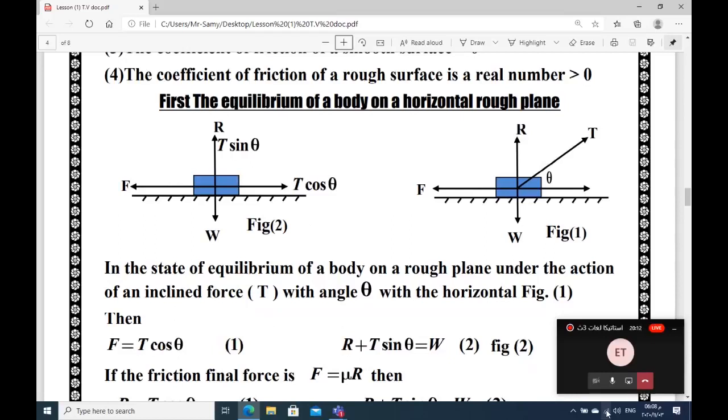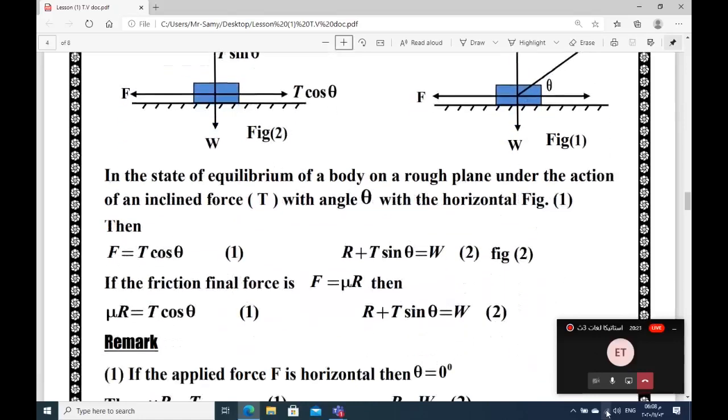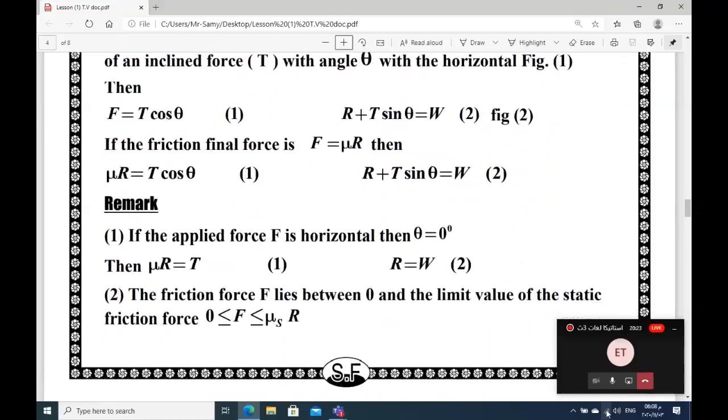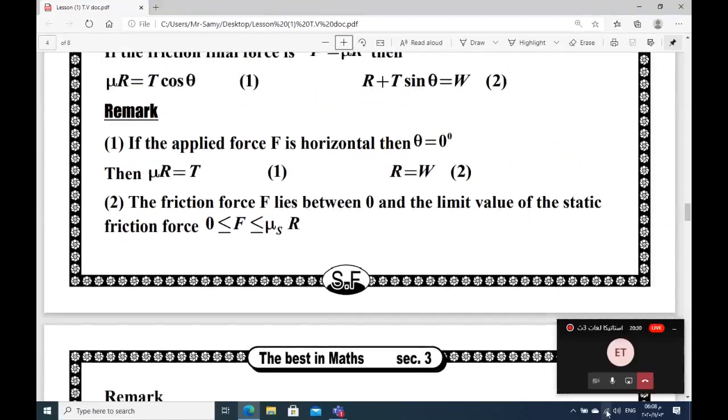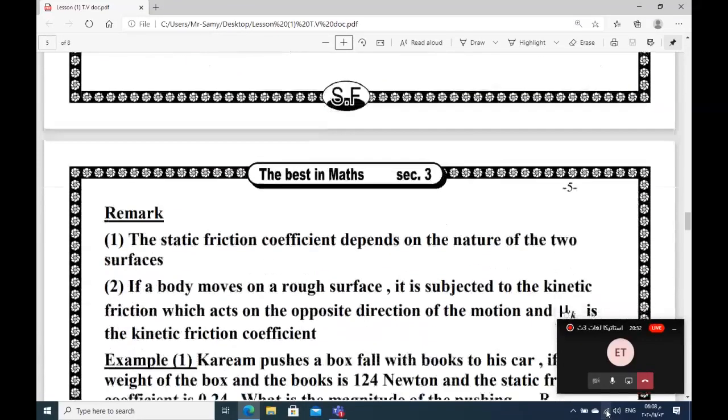So the equations of equilibrium are F equals T cosine theta, and R plus T sine theta equals W. And by substitution of the numbers, we will calculate anything he asked about.